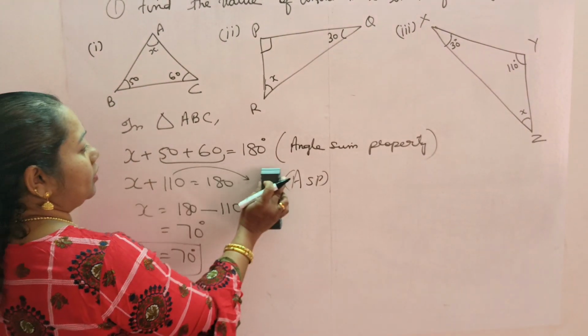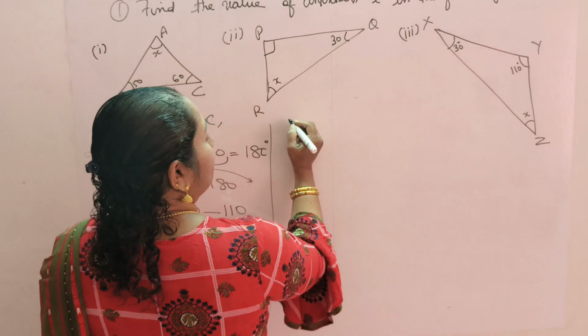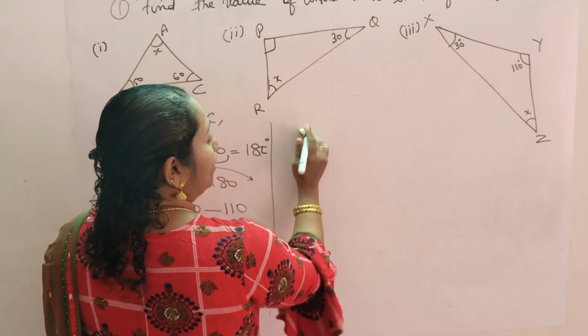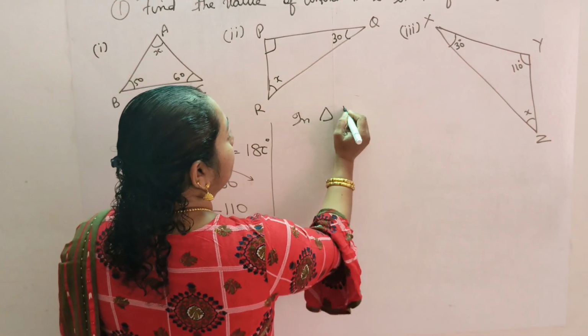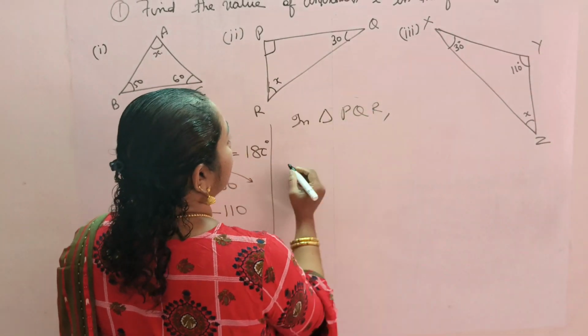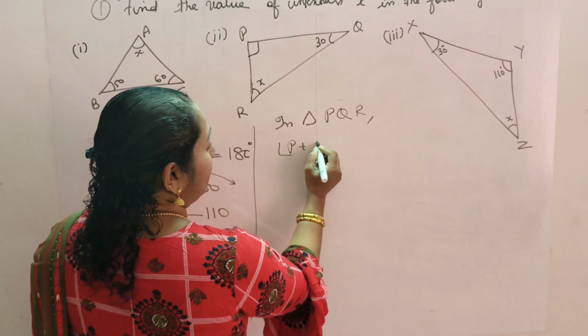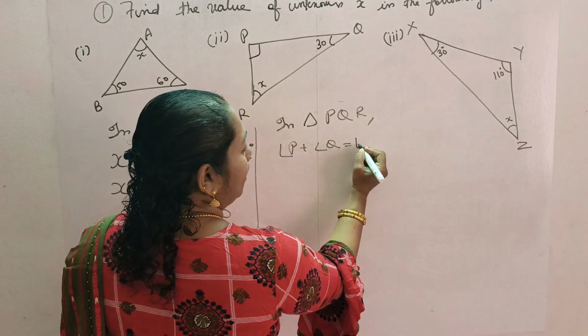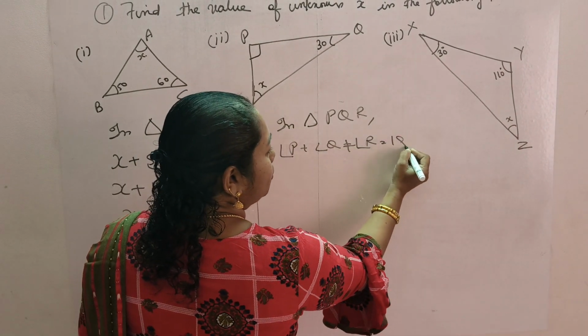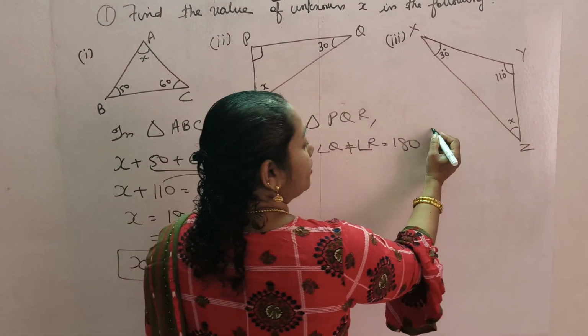Okay. Now next one, again angle P in triangle PQR, angle P plus angle Q plus angle R is equal to 180 degree. Angle sum property.